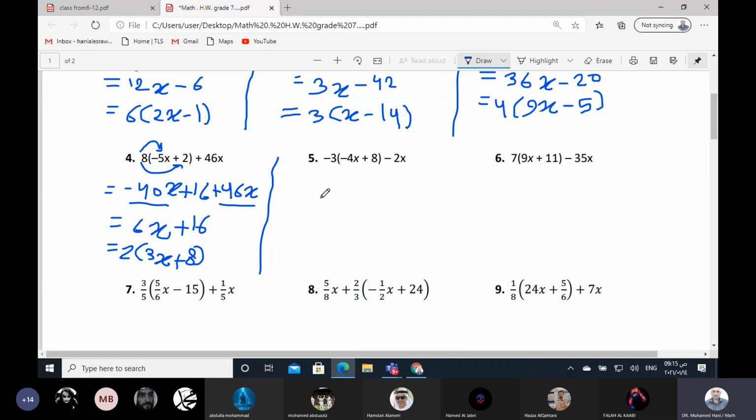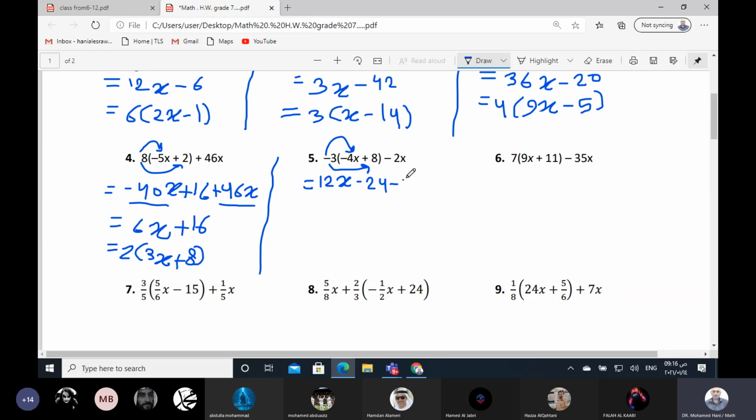Okay, who can solve number 5? Number 5, Mr. I think it is no. Take minus 3 times minus 4x, minus times minus plus, 3 times 4 will be 12. 10x plus 8. Great, Milad, thank you. Mr. Milad, 10x plus 24. Minus 24. Great. So now minus 3 times 8 will be minus 24.